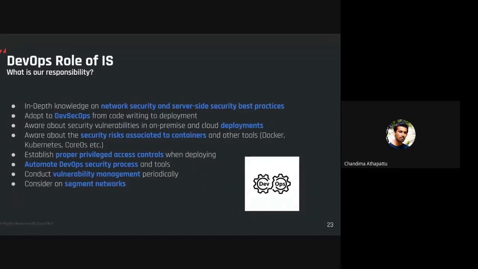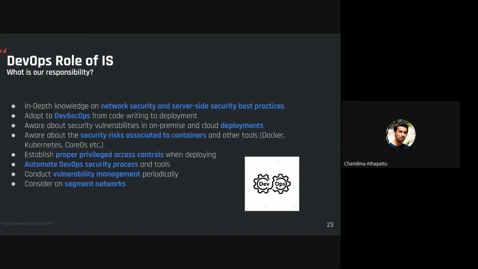As a DevOps engineer, it's very critical that he knows network security and server-side security when it comes to deployments, and also the possibility to adopt DevSecOps, where DevOps are trying to secure their process, right? And also the possible vulnerabilities on on-premise and cloud deployments, and security risks associated with containers and other tools.